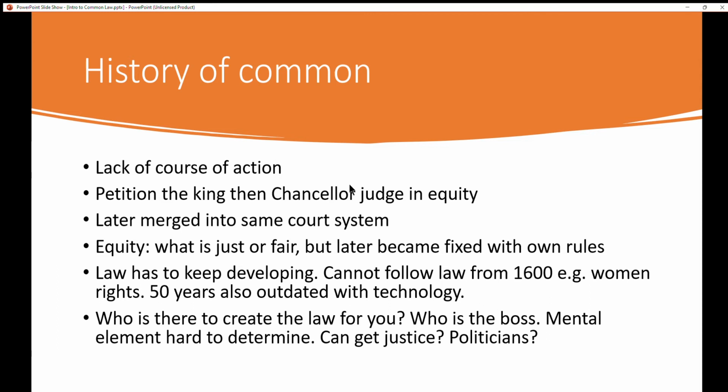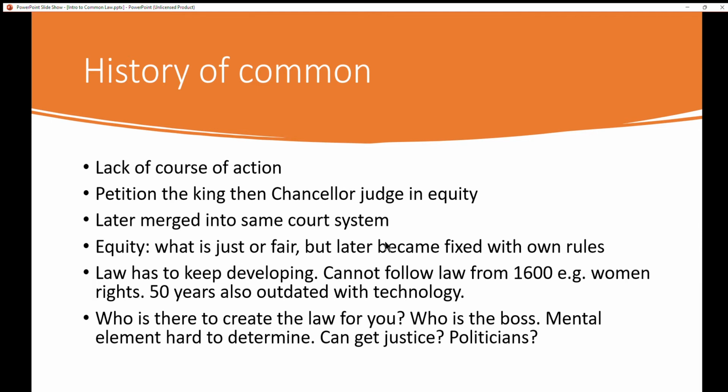The Lord Chancellor used to be a person from the church, the Roman Catholic Church, and he would judge based on equity. Equity is fairness or justice, right? Later on, it was merged into the same system. Parliament merged it into the same court system. That's why now when you go to court, you have equity and you have common law, they say.